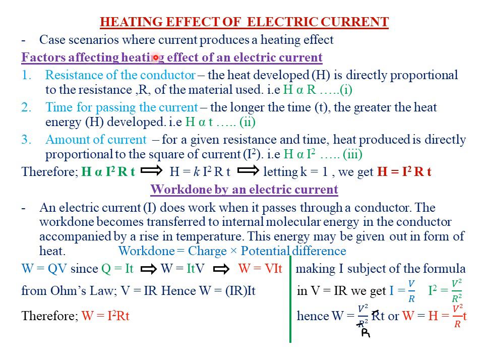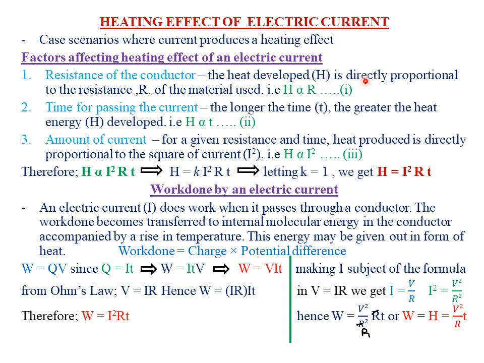Next, let's look at the factors affecting the heating effect of an electric current. The first factor is the resistance of the conductor. If the material of the conductor used within a given circuit has very high electrical resistance, then we expect most of the electrical energy to be lost in the form of heat, or converted into heat.